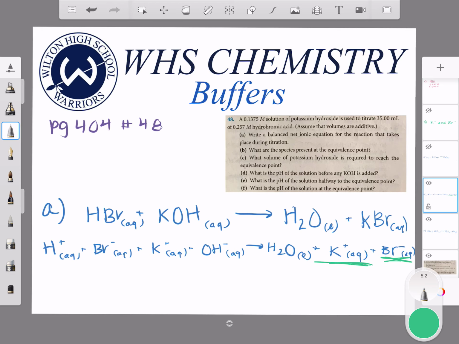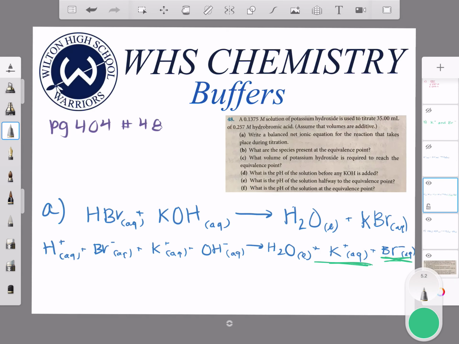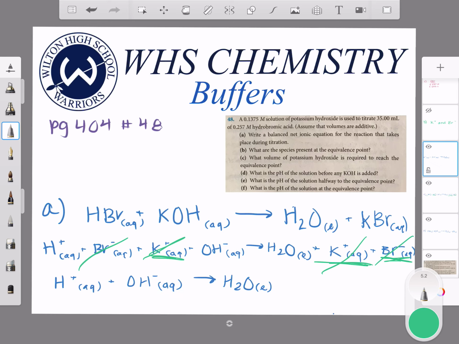Notice that there are two spectators here: Br minus and K plus. We're just going to eliminate these on both sides. So there we go. And then finally, we're going to end up with the reaction H plus plus OH minus yields H2O. This makes sense because we have a strong acid and a strong base, so this is always going to be the net ionic equation.